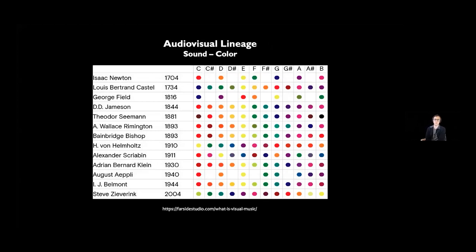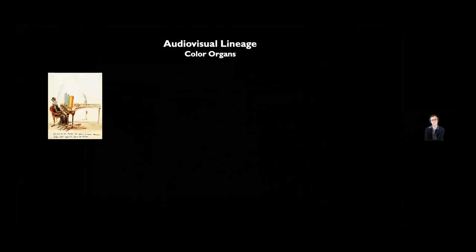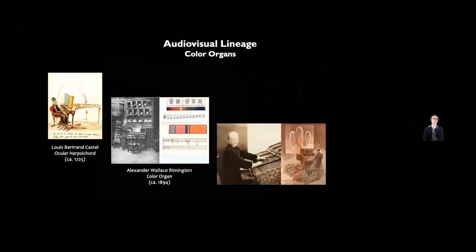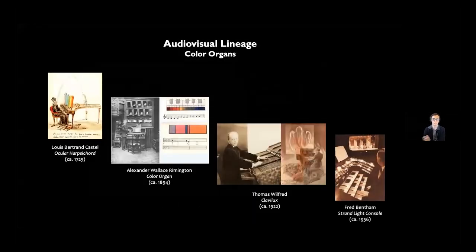Others followed suit for the next two centuries and mapped musical tones to colors, some of them also creating contraptions to achieve the correlation between light and sound, named color organs. These were instruments based on light in various shapes and sizes, often modeled after the harpsichord, with the purpose of realizing direct conversions from music to color light projections.